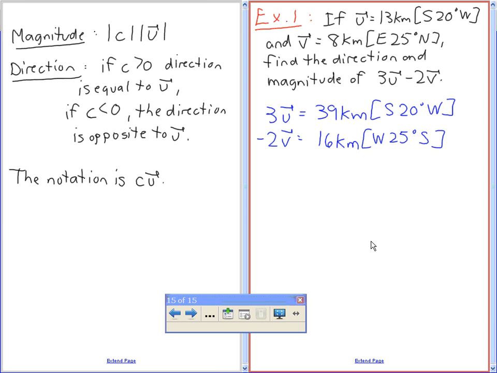When we draw that, are we just going to draw U and V, or are we going to draw 3U? I'm just going to draw 3U and negative 2V. Some teachers in physics make you do this. If it looks weird, forget it, I'm not going to do that.